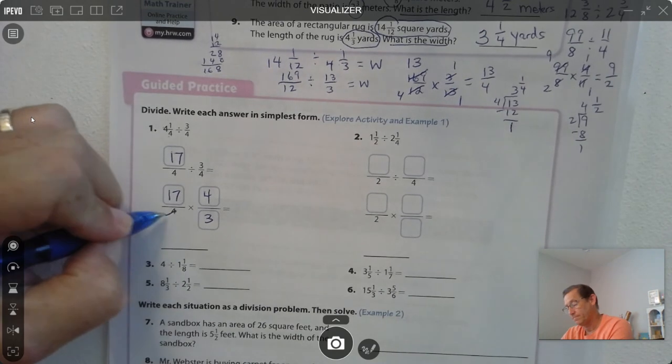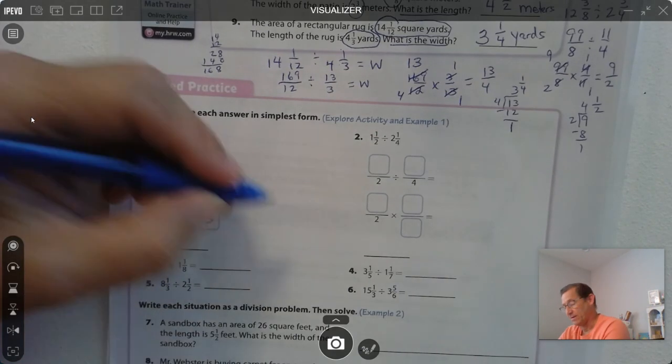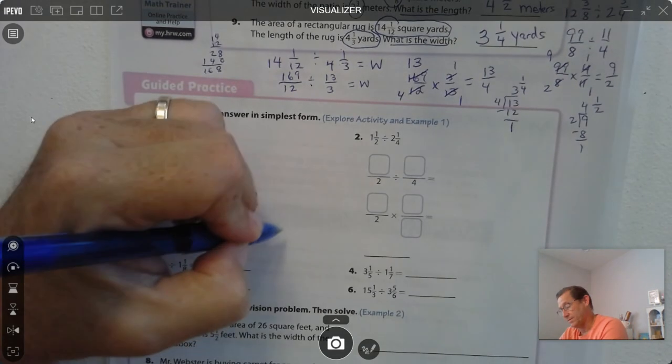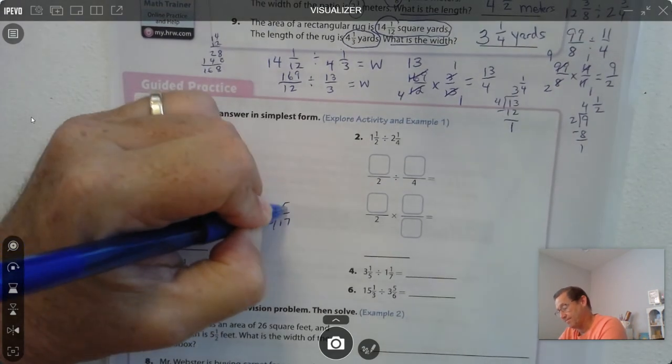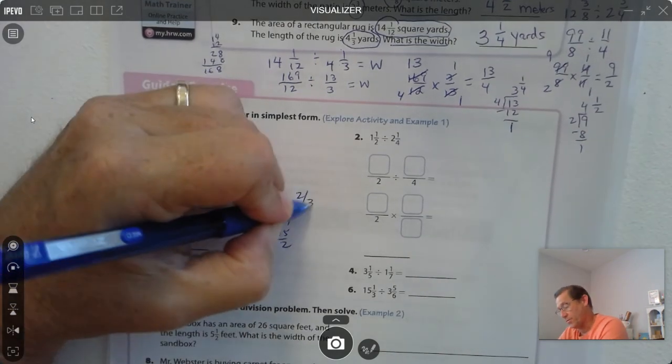Okay, well, the 4s would simplify by dividing by 4, and that would leave me 17 thirds. 17 divided by 3 is 5 and 2/3.